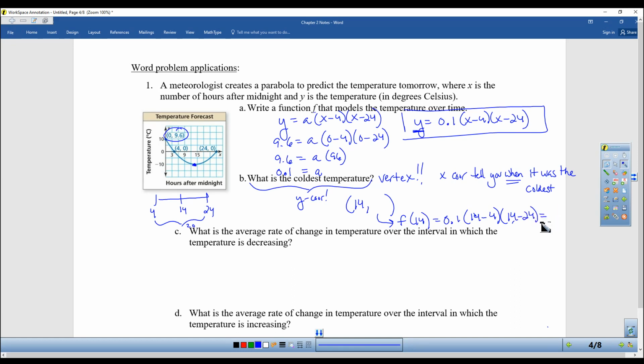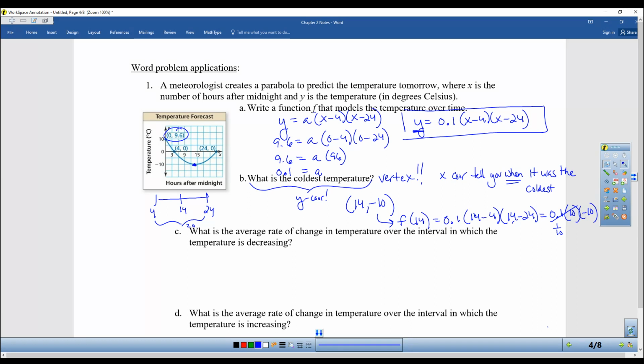I know it's tempting to get out your calculator, but think about this. This is 0.1 times 10, and then times negative 10. So these two cancel each other out. 0.1 is 1/10. So 1/10 times 10 cancels, and you just get negative 10.